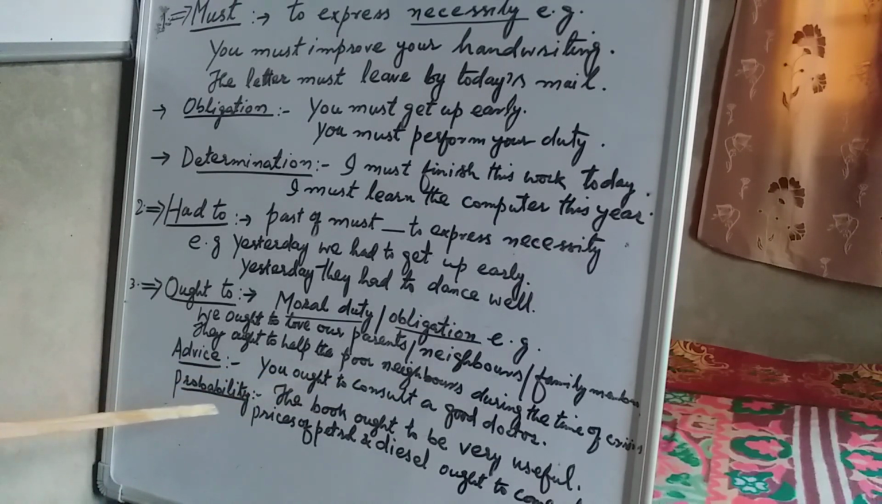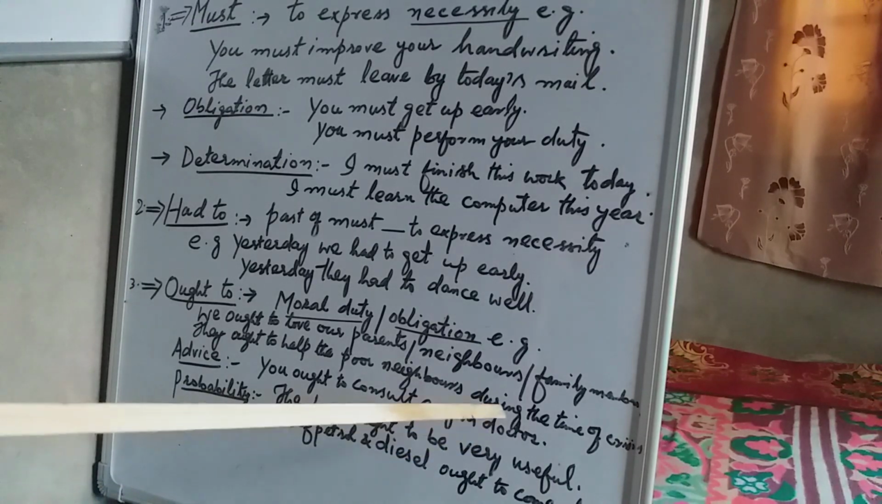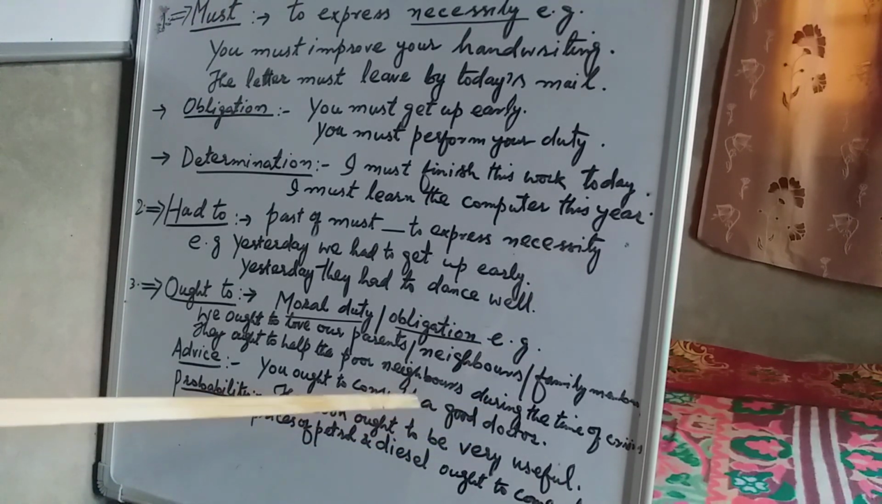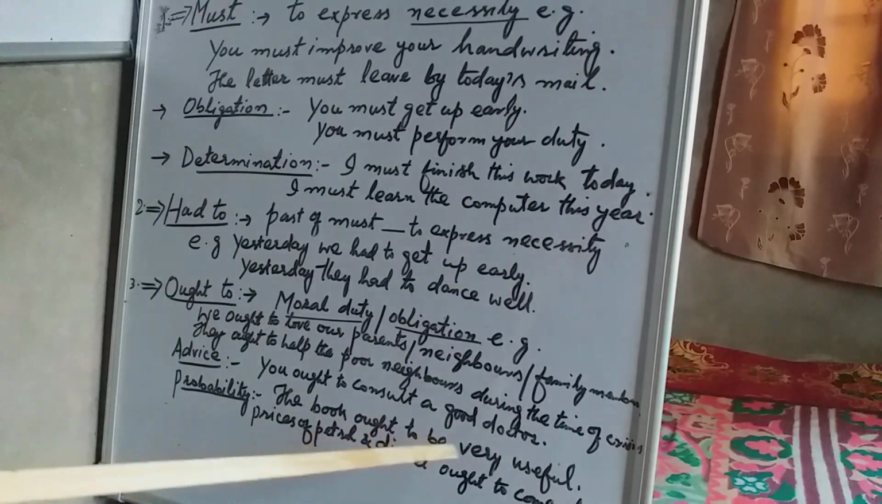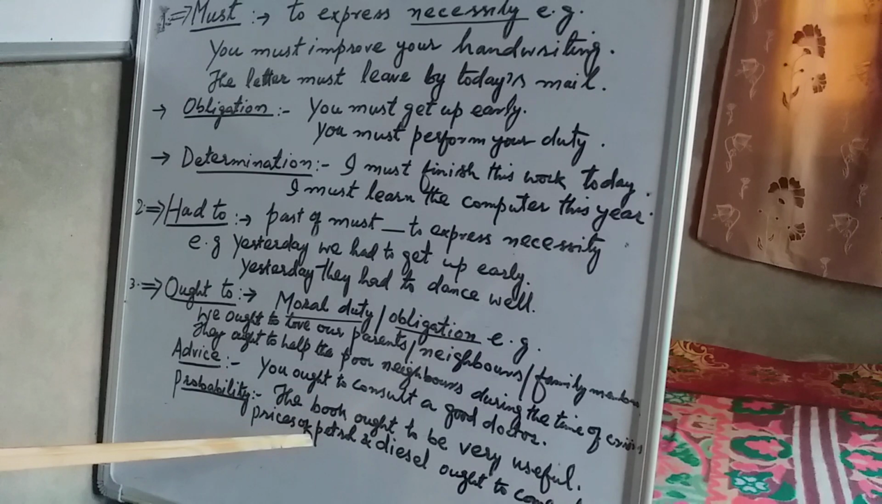Sometimes it is used to express probability. For example, the book ought to be very useful. Thinking about a book that it must be or it ought to be very useful. Price of petrol and diesel, they ought to come down soon. So it is the probability. So ought to is also used to express probability.